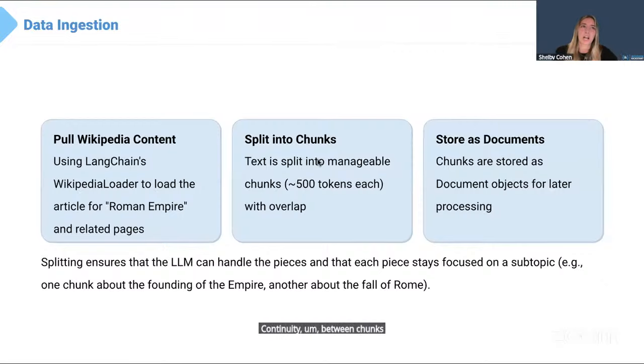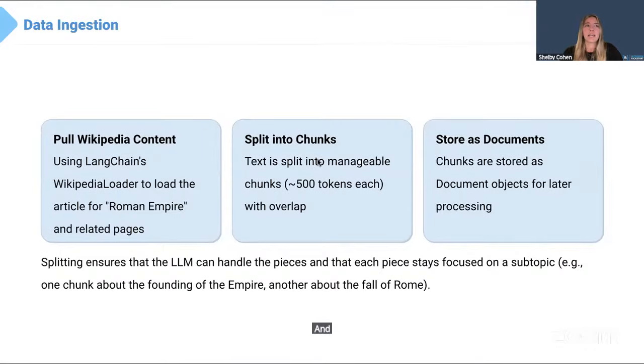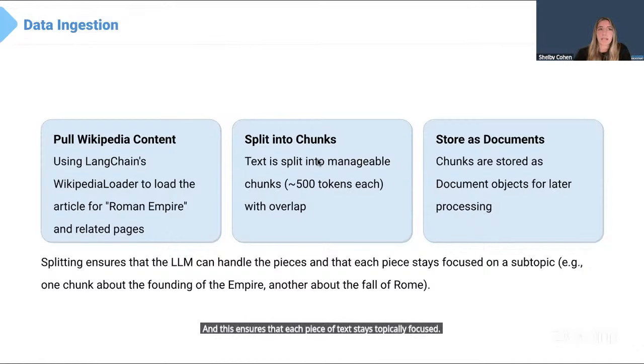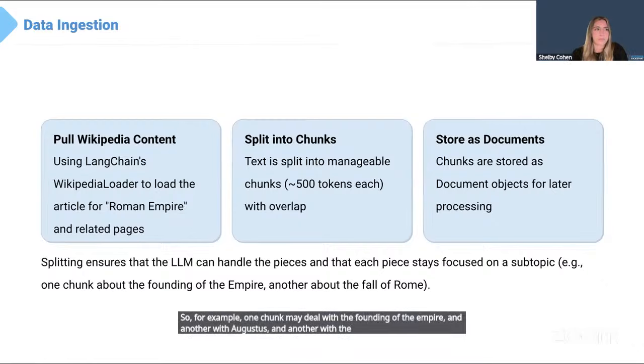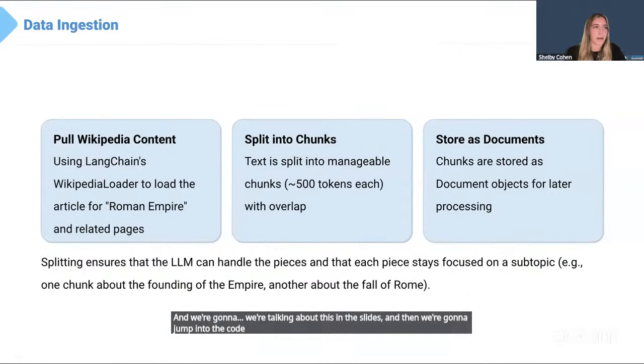And each chunk is then stored as a document object, which makes it easy to pass into downstream processes like embedding, vector search, or graph extraction. And this ensures that each piece of text stays topically focused. So, for example, one chunk may deal with the founding of the empire, and another with Augustus, and another with the fall of Rome. And we're talking about this in the slides, and then we're gonna jump into the code and actually run it with a different example.